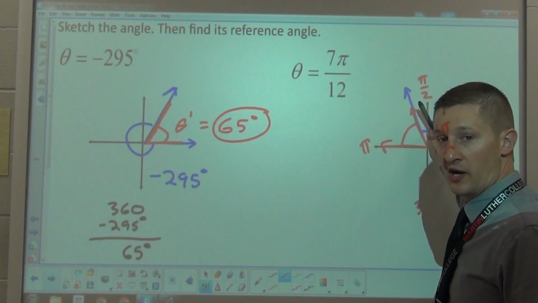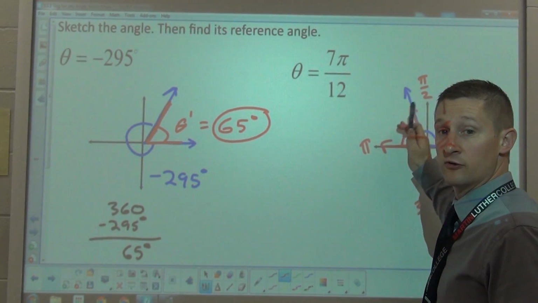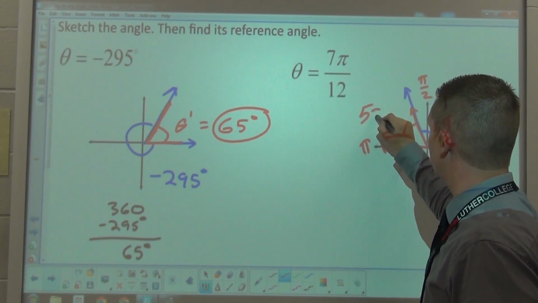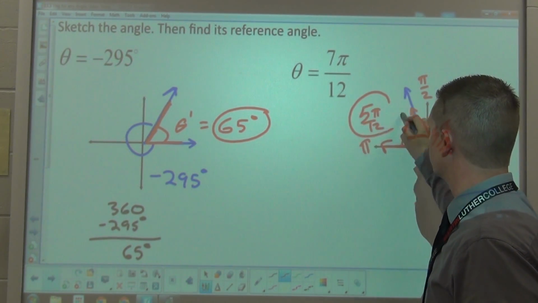I have 7/12 of pi. Well, how many more 12ths do I need to get to a full pi radians? Well, that's going to be 5/12 of pi.